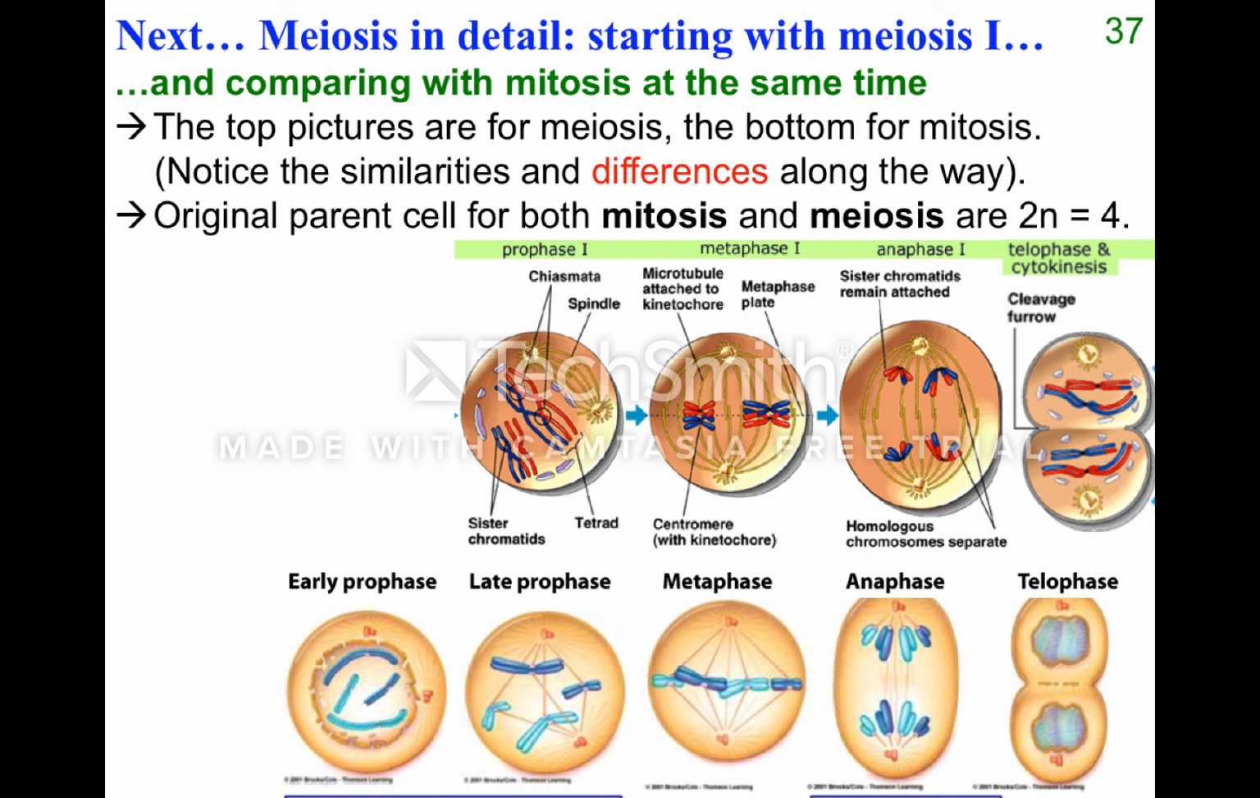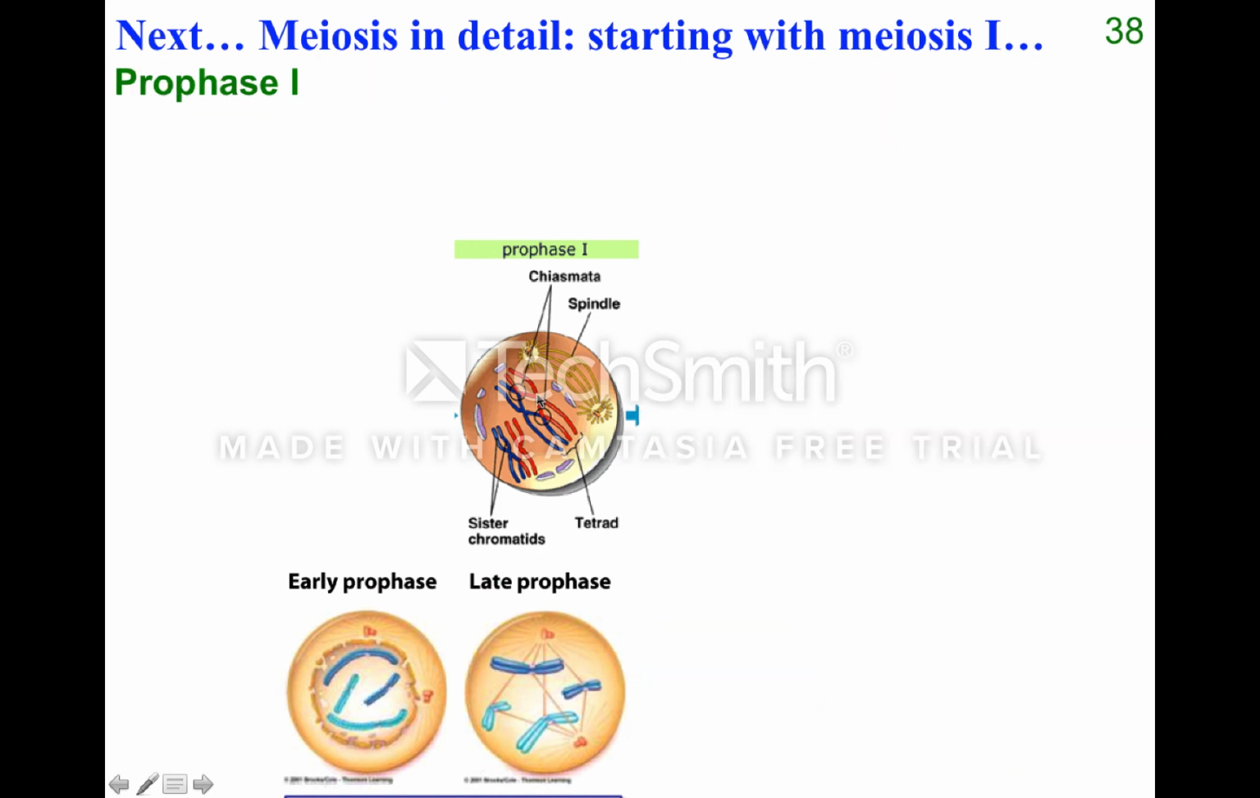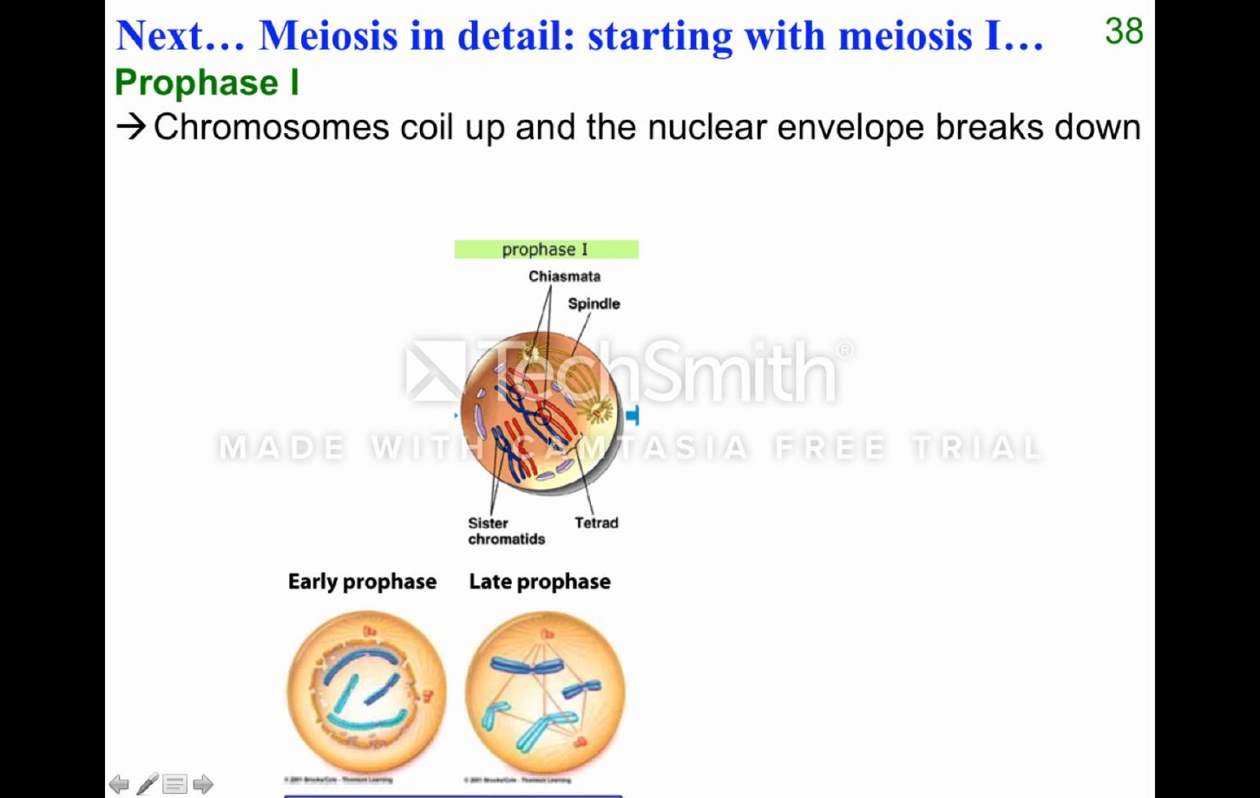Please note that we're keeping the same type of cell for both examples, so the original parent cell for both mitosis and meiosis is going to be 2n equals 4. So a diploid cell with 4 chromosomes only. Two long ones, 2 short ones, 2 blue ones that came from dad, 2 red ones that came from mom, just like in your videos. Alright, so let's start with prophase 1. We use the Roman numeral 1 because we're looking at meiosis 1, and all the other phases are named the same way, prophase 1.